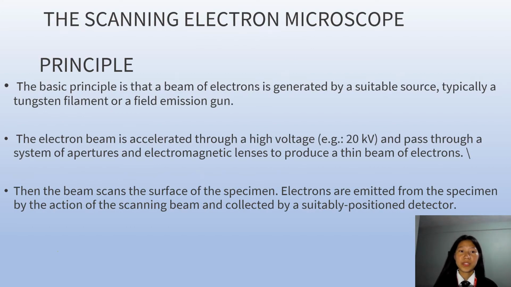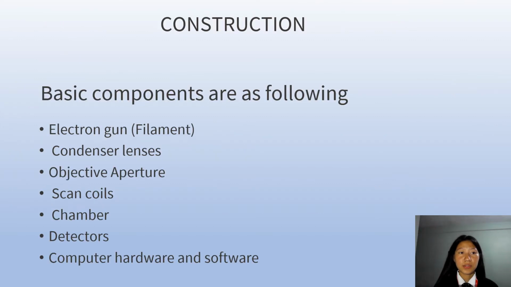Let us begin with the principle of the scanning electron microscope. The basic principle is that a beam of electrons is generated by a suitable source, typically a tungsten filament or a field emission gun. The electron beam is accelerated through a high voltage and passed through a system of apertures and electromagnetic lenses to produce a thin beam of electrons. Then the beam scans the surface of the specimen. Electrons are emitted from the specimen by the action of the scanning beam and collected by a suitable detector.